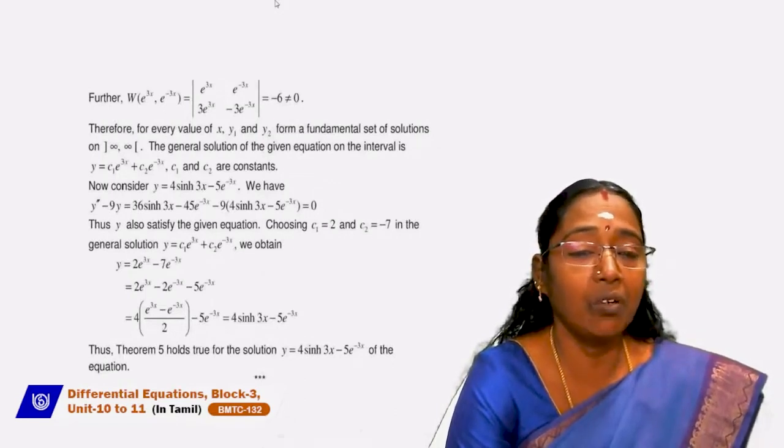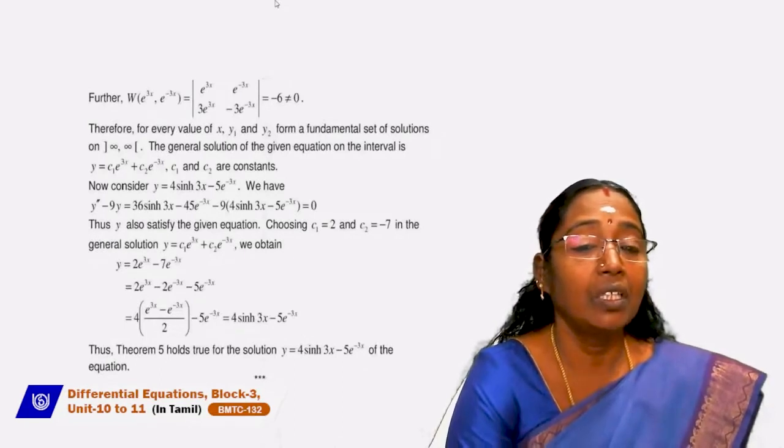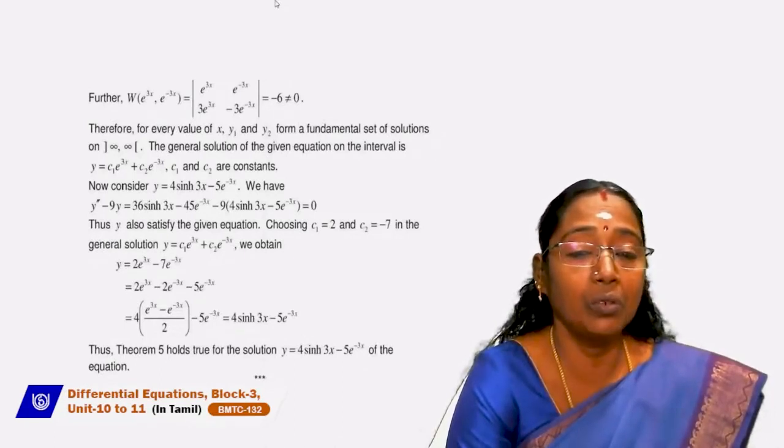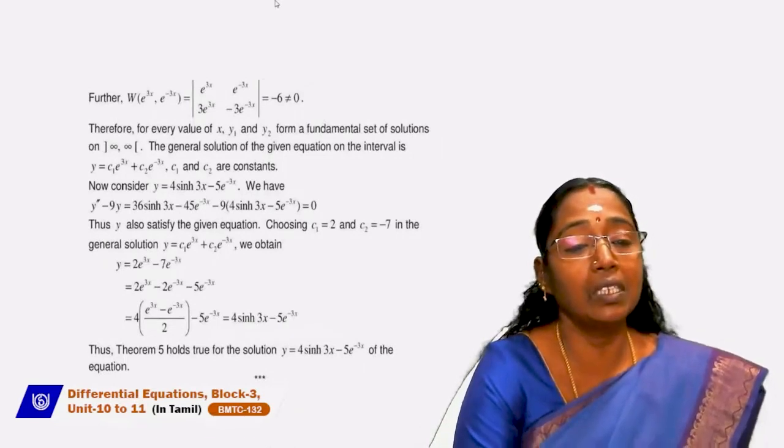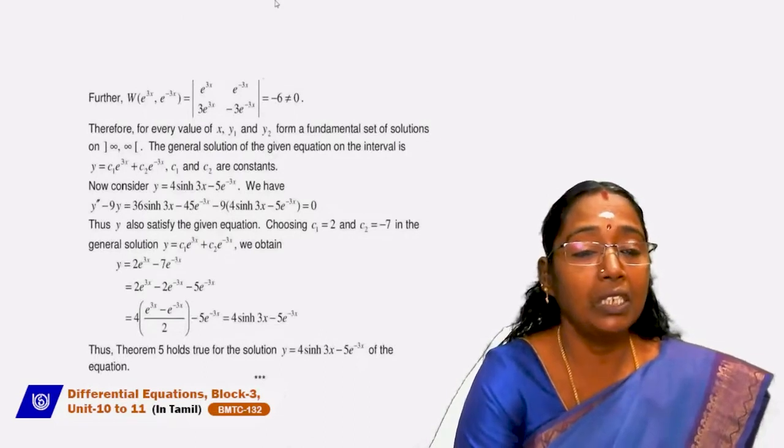After simplification, all those values get cancelled. Therefore, this value will be equivalent to 0. Therefore, we conclude that y also satisfies the given equation. Now choosing c1 equal to 2 and c2 equal to minus 7, we have the general solution y equal to c1 e power 3x plus c2 e power minus 3x. You substitute the values for c1 and c2.